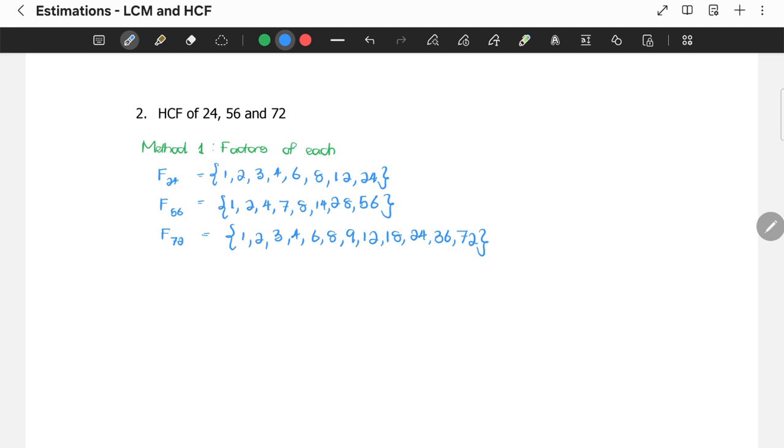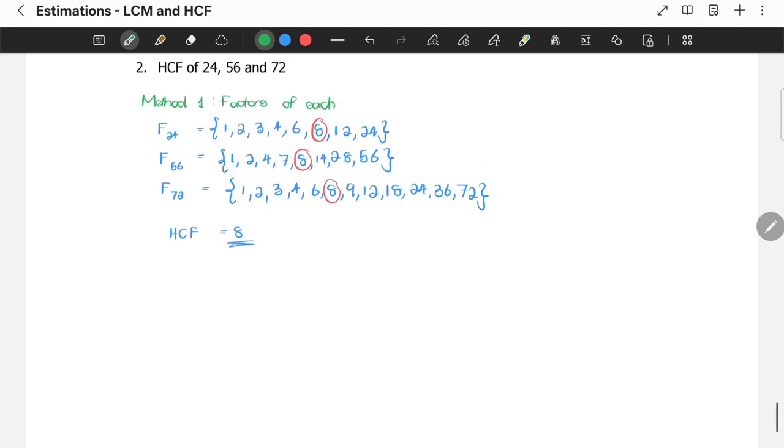So now the question is, what is the highest common factor? And when you look at it, 8 is the highest common factor. 2 is a factor in all of them, but it's not the highest. 4 is a factor in all of them, but it's not the highest. So in this case, 8 is the highest common factor.